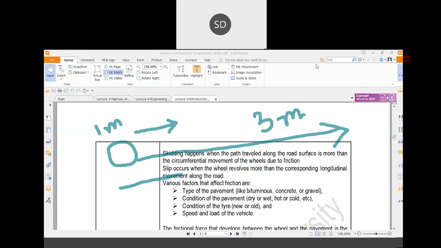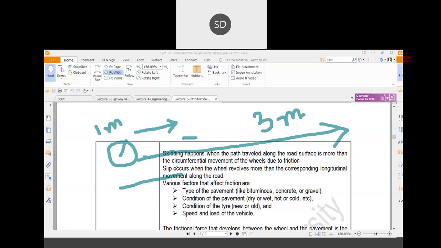So in such cases, whenever you apply the brake, there will be some mark over the road section and some sound, and your vehicle will move forward, but your tire will not be revolving. So basically that is called a skid.